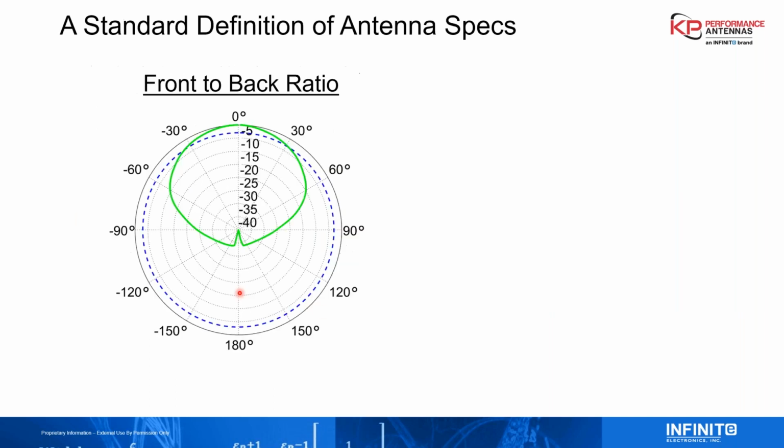So front to back is another very important parameter. Front to back is going to tell us how we can reuse frequencies. How far the antennas need to be spaced apart, or do they need to be on separate channels completely in order to make sure they don't interfere with each other.